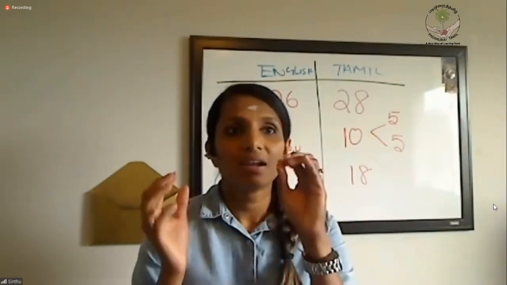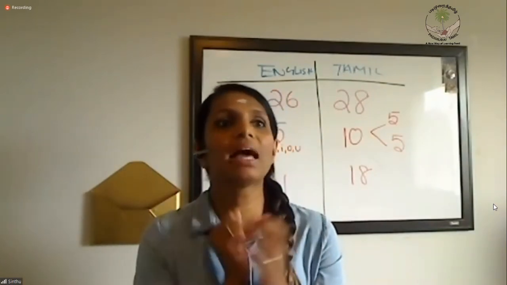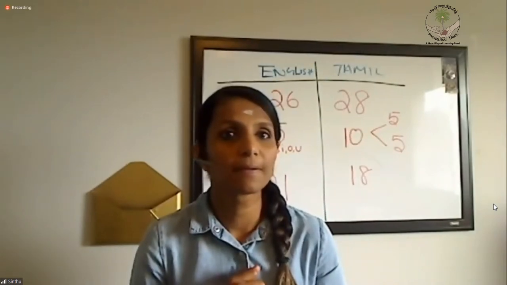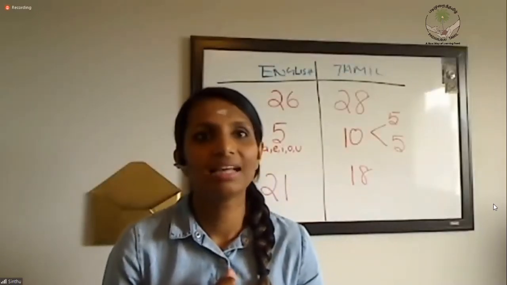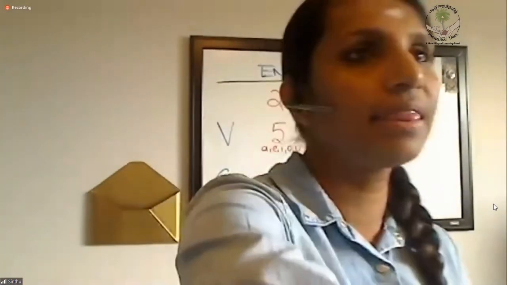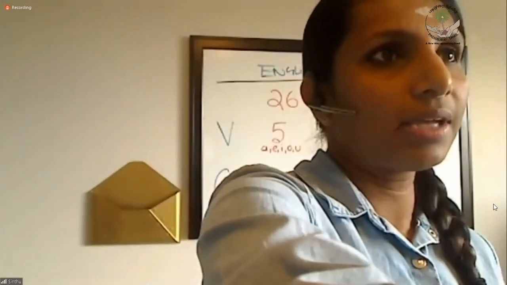And then, when you put the two together, what happens? Syllables. A syllable contains vowels and consonants paired to create a sound. Okay, so let's see how a syllable is formed. Okay, okay.